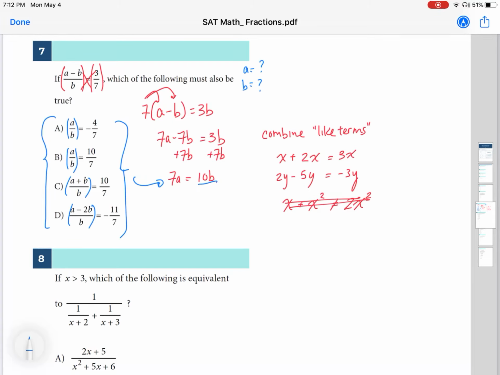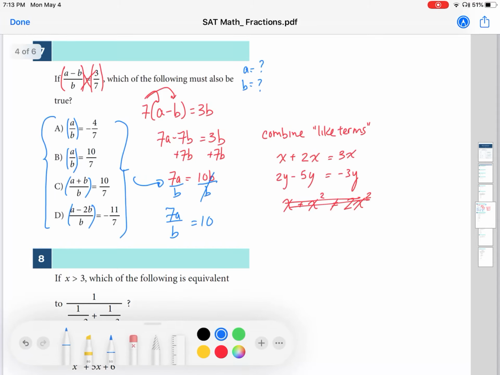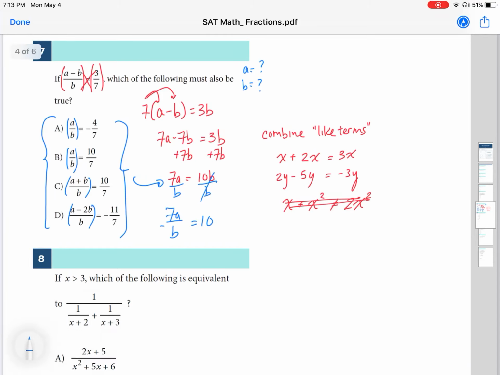But I'm going to focus on the most common setup, which is a divided by b. So I'm going to divide both sides by b. And then I'll get my 7a over b equals 10. Now, to fully isolate this, I want to divide both sides by 7. So that will cancel out that 7. And then I get a divided by b equals 10 over 7. Answer choice B.